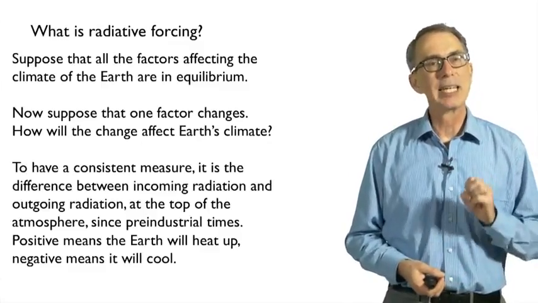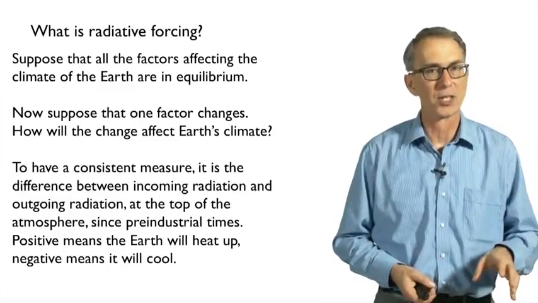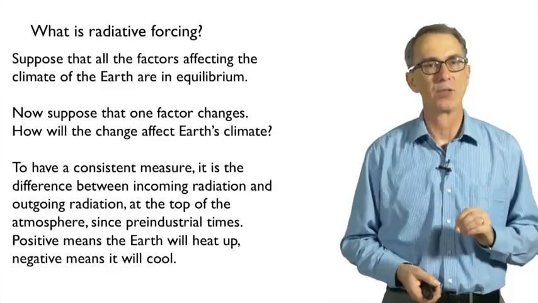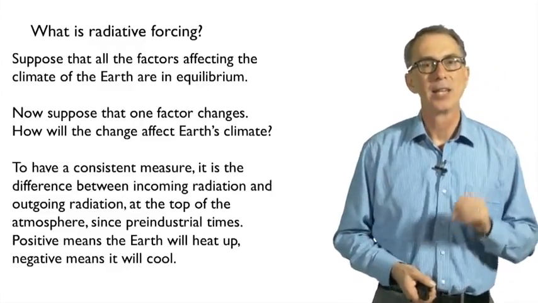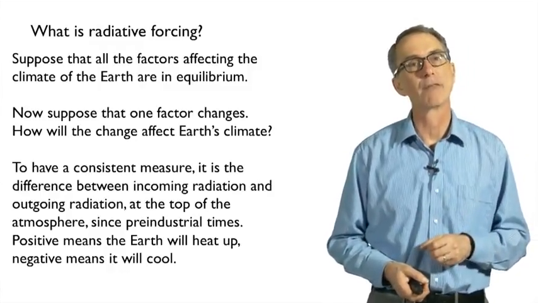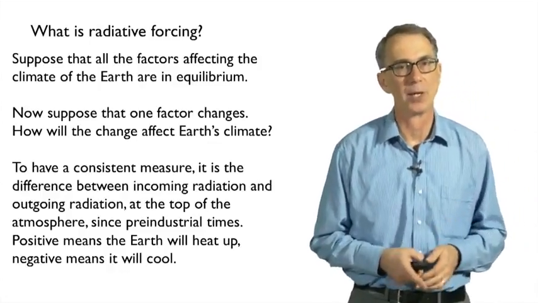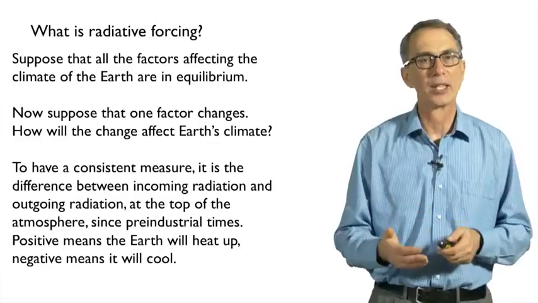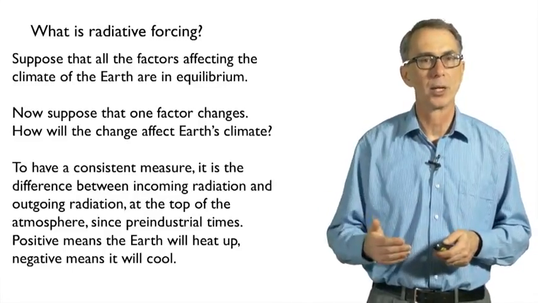It's really the importance of these different factors, like changes in greenhouse gases, on the radiation balance at the top of the atmosphere. And it provides a common metric for comparing the impact of different changes in greenhouse gases, or even changes in sunlight from the sun, on the radiation balance at the top of the atmosphere. It's a measure of the radiation change at the top of the atmosphere since pre-industrial times.